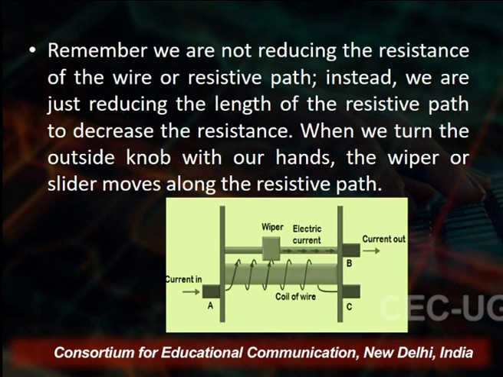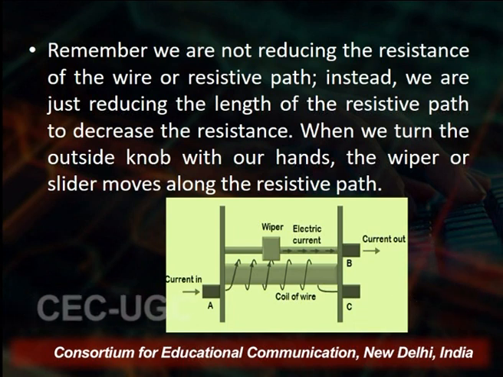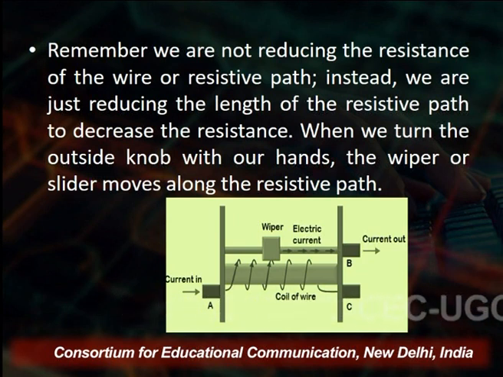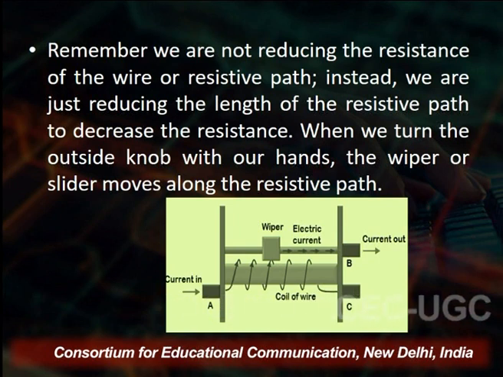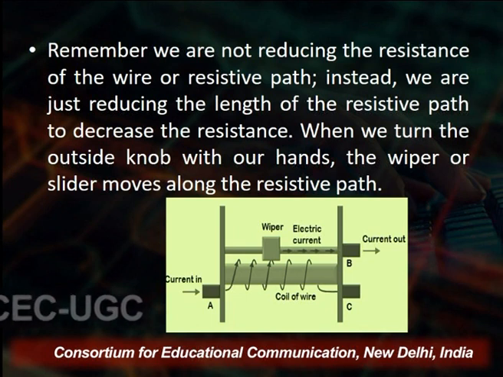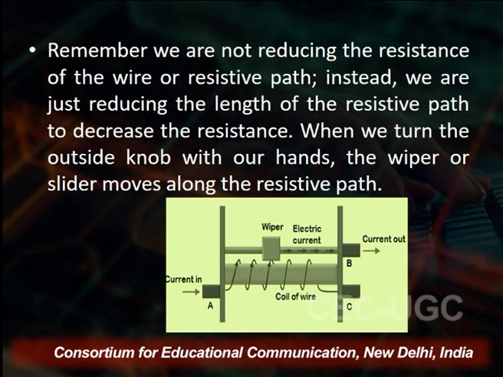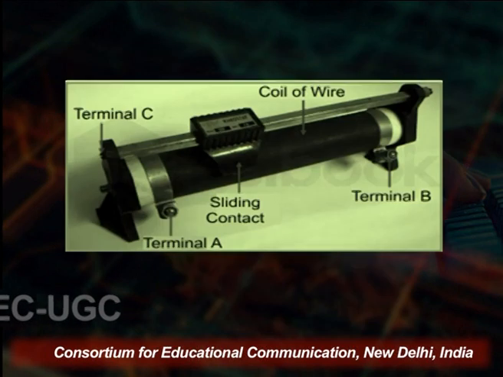Now, we are not reducing the resistance of the wire or the resistive path. Instead, we are just reducing the length of the resistive path to decrease the resistance. On the basis of the path, on the basis of distance or the length, we can define the resistance. By reducing the length, we can decrease the resistance. When we turn the outside knob with our hands, the wiper or the slider moves along the resistive path.